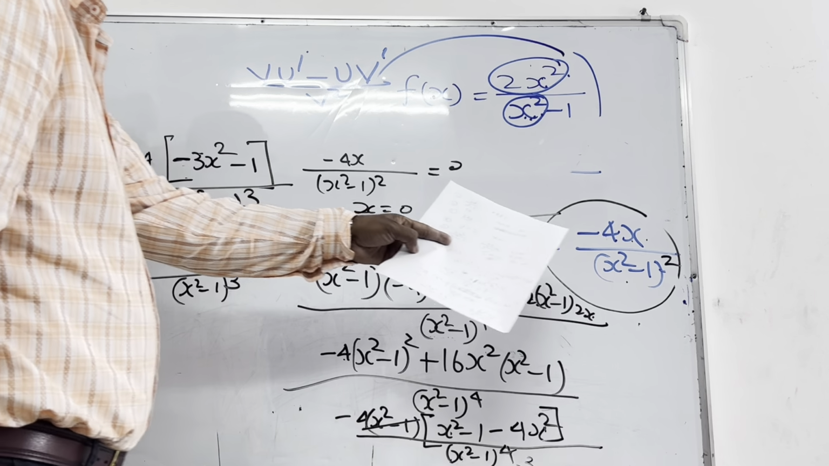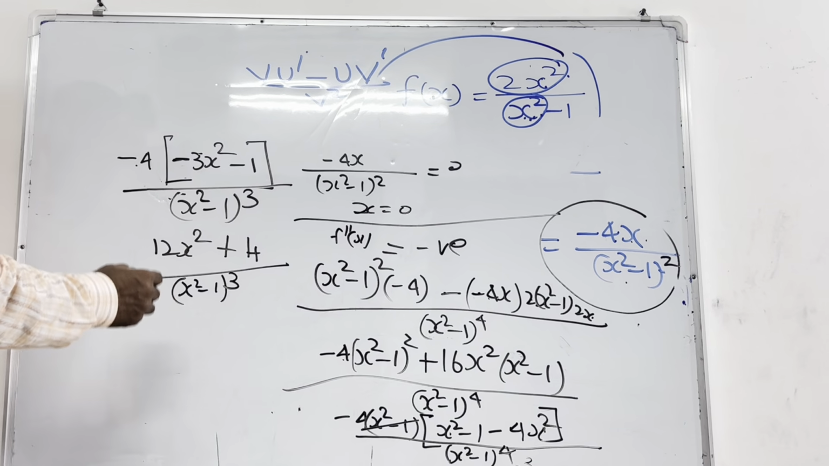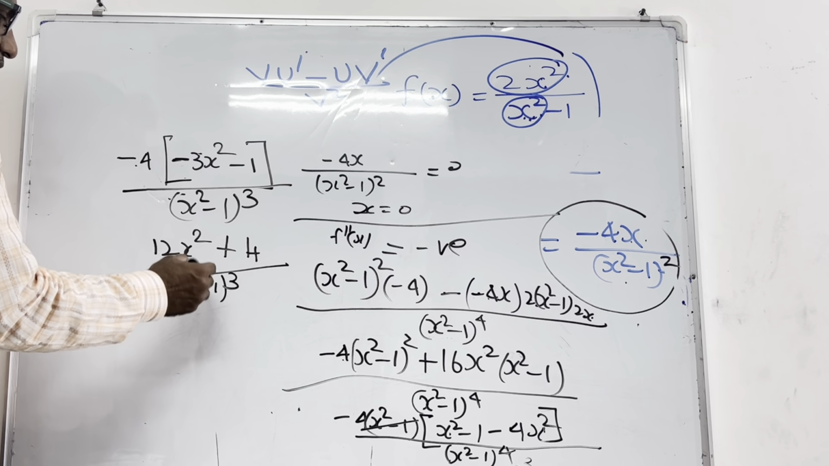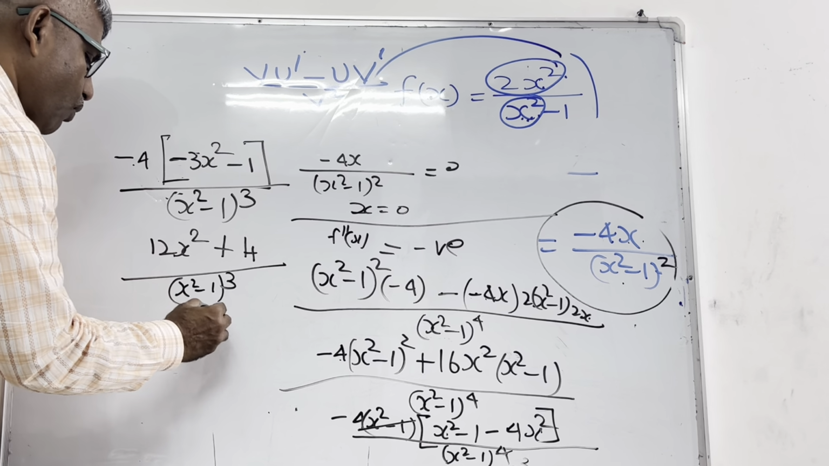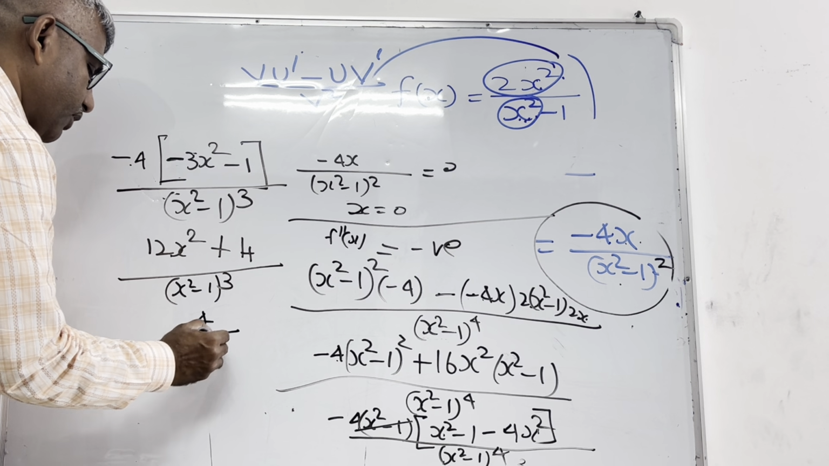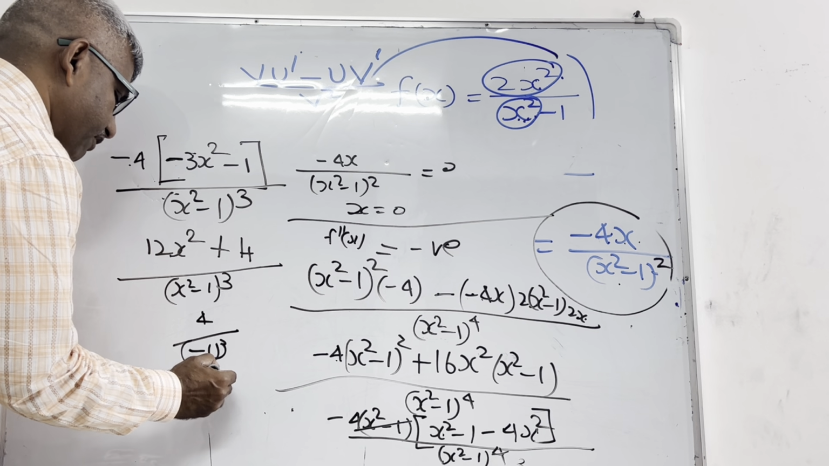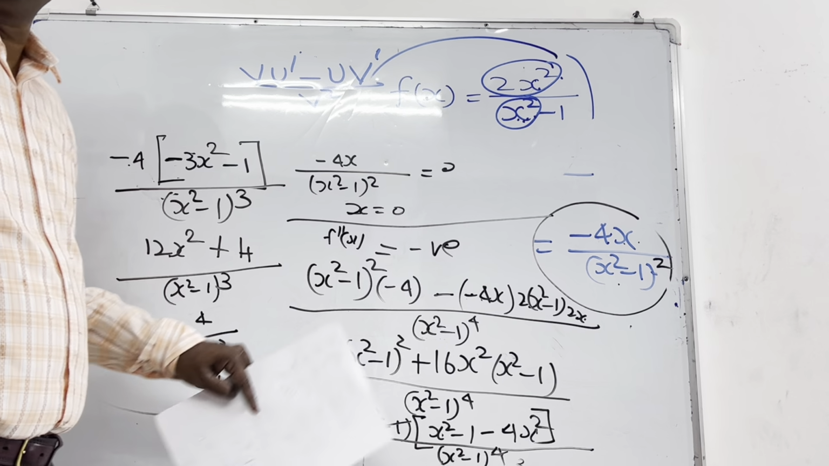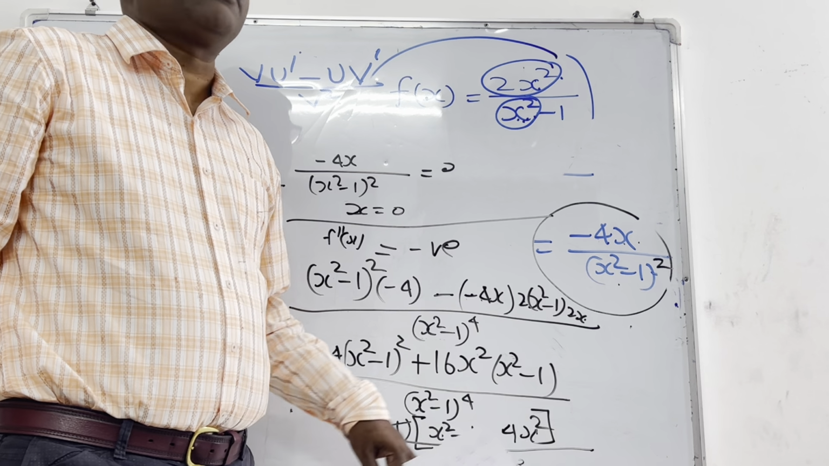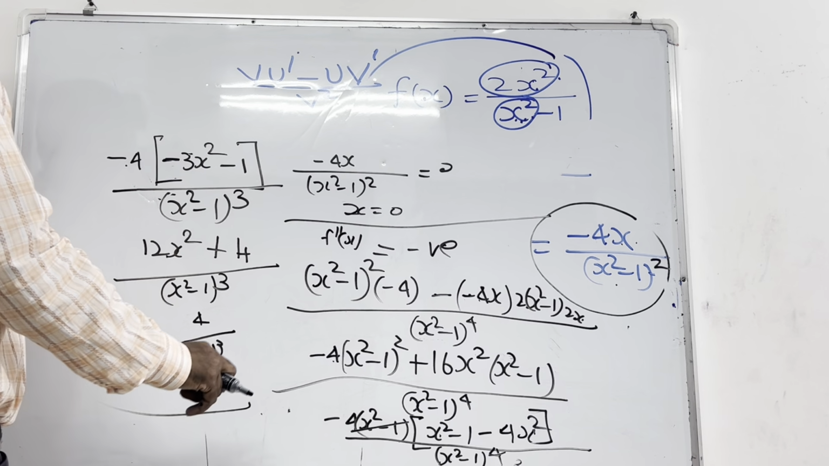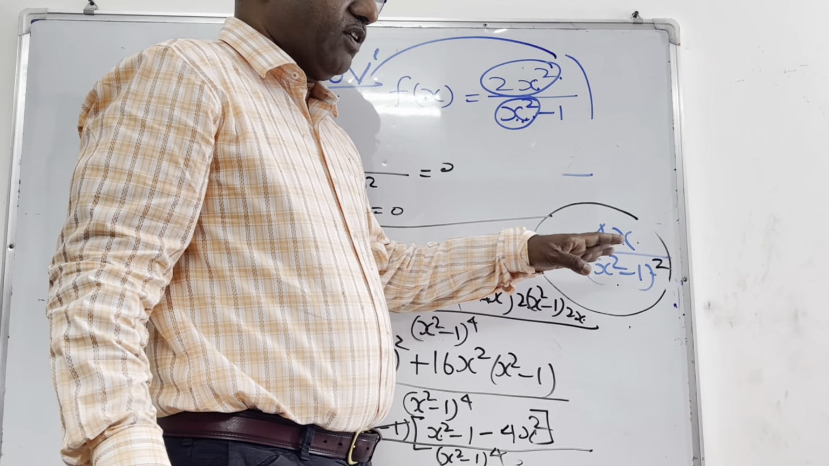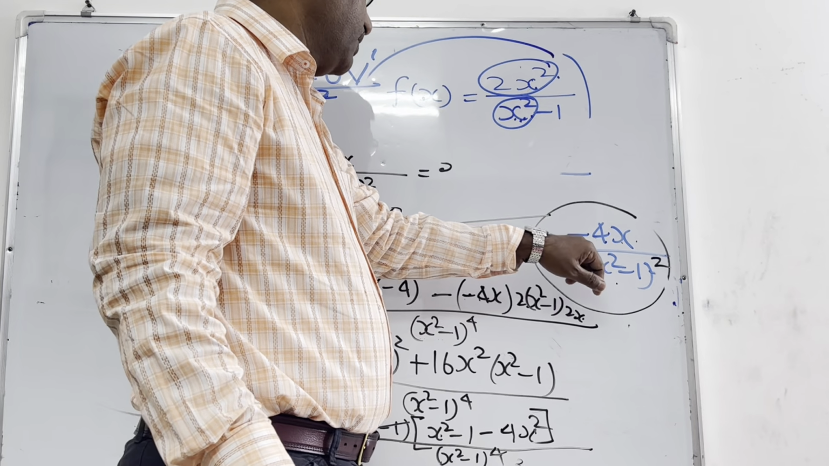Okay, if you substitute x is equal to 0, what will happen? 12 times 0 will be 0, and 4 by minus 1 cubed will be negative, minus 4. So if f double dash x is negative, it is a maximum. I am telling, f dash x is equal to 0 when x is equal to 0, okay?